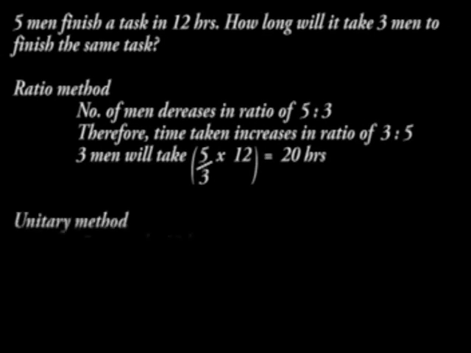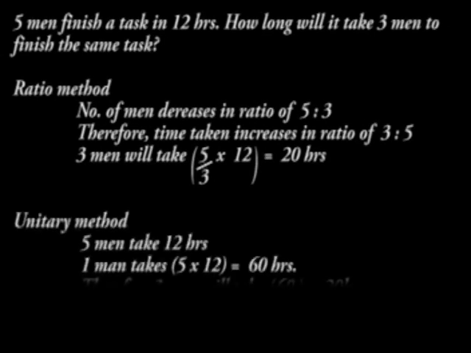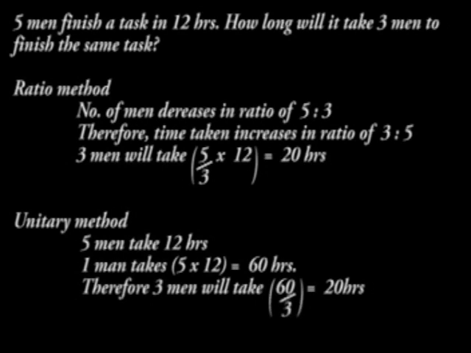Unitary method: 5 men take 12 hours, which means 1 man takes 5 times 12, which is 60 hours, and therefore 3 men take 60 over 3, which is 20 hours.